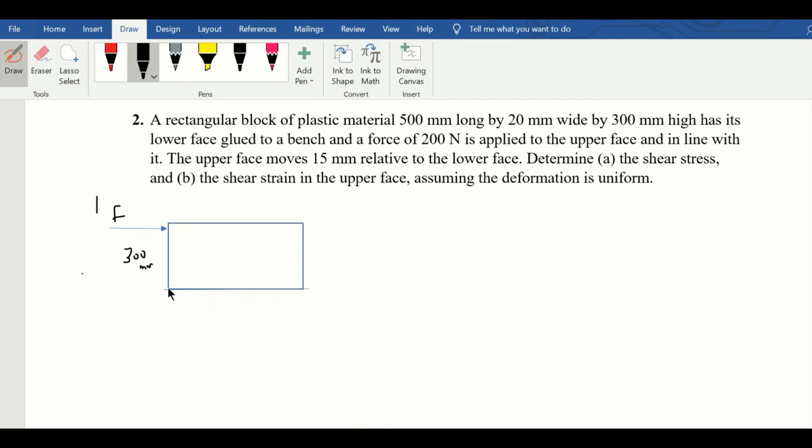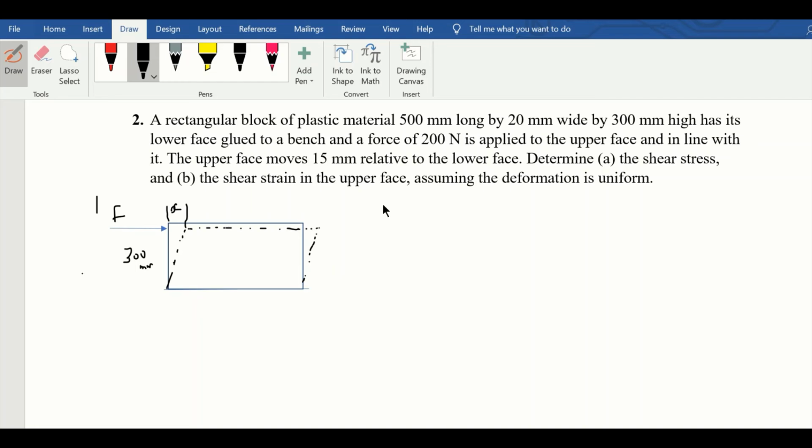That means that when this force was applied, there was an extension. So let me use a broken line. When it's applied, there was an extension on the upper face, as you can see right here. So this space here is the extension, which is 15 millimeters, and here is the relative height. Okay, now let us write out the given data.